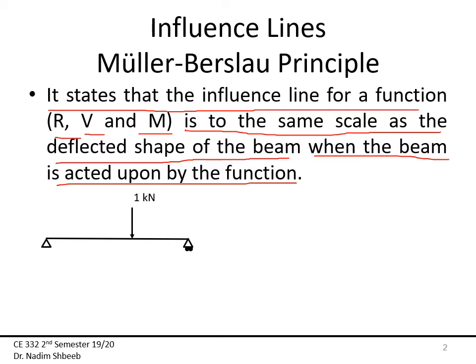So let's say I want to find the influence line for the reaction, and let me call this the reaction at A. So it says when the beam is acted upon by the function. So what we are going to do here is remove this support. Okay, so now this is free to move, it can go up and down, right? Or you can even stretch it this way if you want to, because this is a hinge.